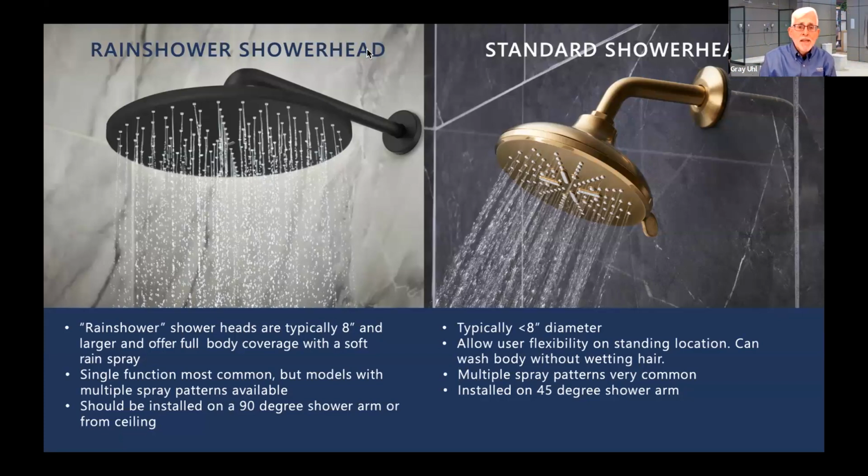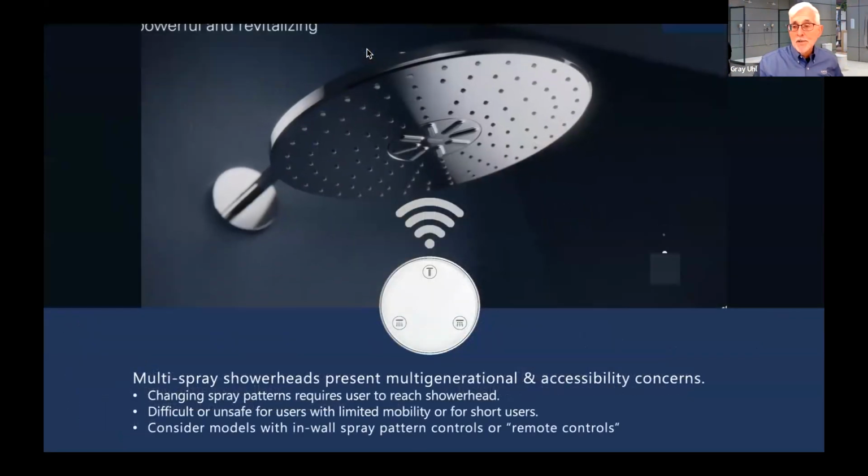More common is the standard shower head. And this is where you have the 45-degree elbow coming out of the wall and a shower head attached to that. And these typically are multi-function, so you can change the spray patterns and get different experiences. And that's the more common type that you would find. Now, of course, there are exceptions.